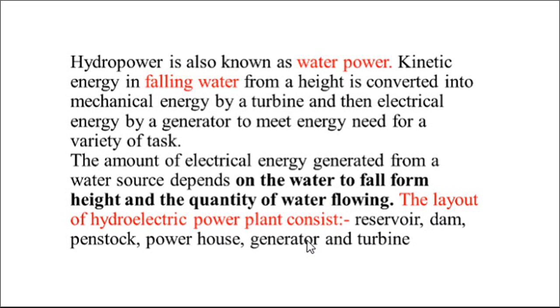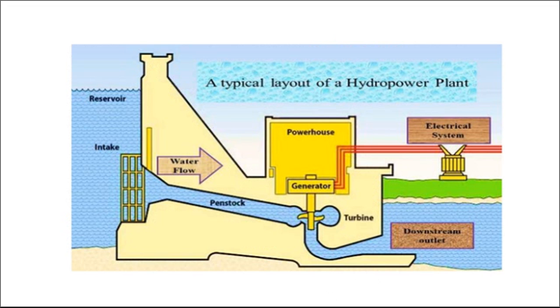Now the layout of hydroelectric power plant consists of reservoir, dam, penstock, powerhouse, generator and turbine. So this is a typical layout of hydroelectric power plant. This is reservoir, this is the dam, this is penstock, this is turbine, this is generator, powerhouse, and this is downstream outlet. So this is also known as head race and this is known as tail race.